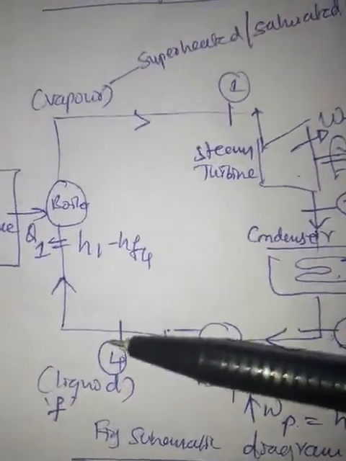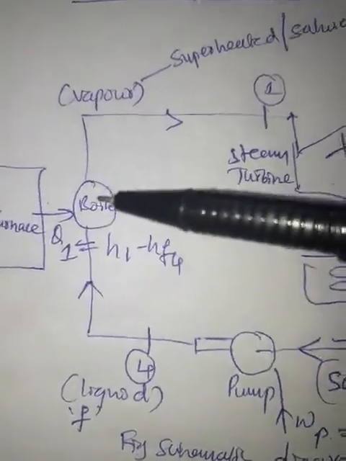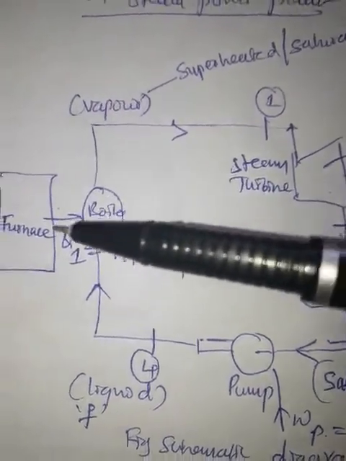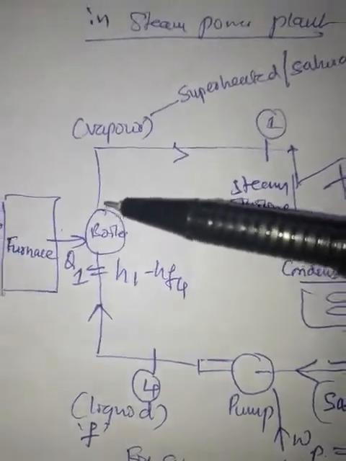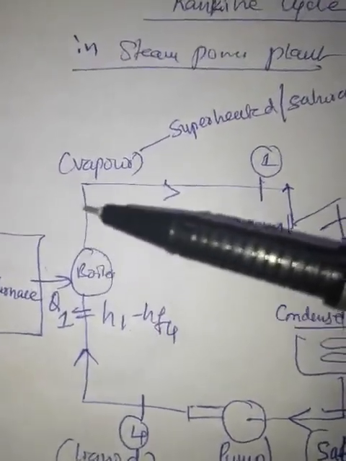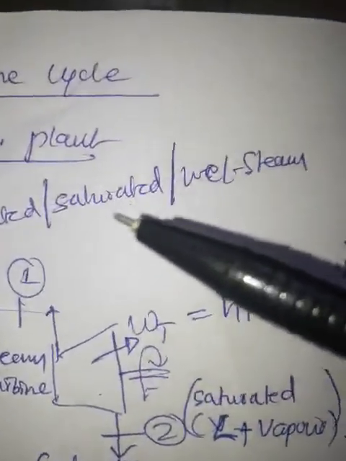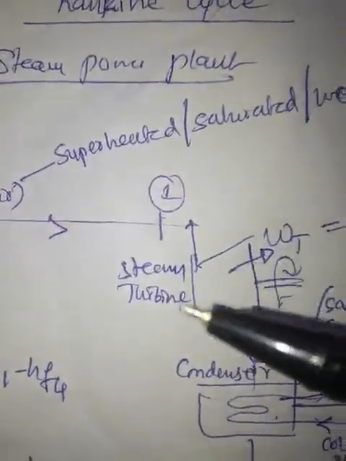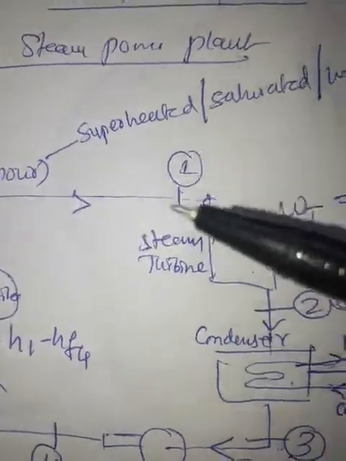Water at state 4 in the beginning in the liquid form enters the boiler. That water boils inside the boiler by absorbing Q1 amount of heat energy and gets evaporated, converted into vapor and comes out as steam. This steam may be superheated or saturated or in wet condition. 99% we send superheated steam only inside the steam turbine. The steam from the boiler comes out at state 1.